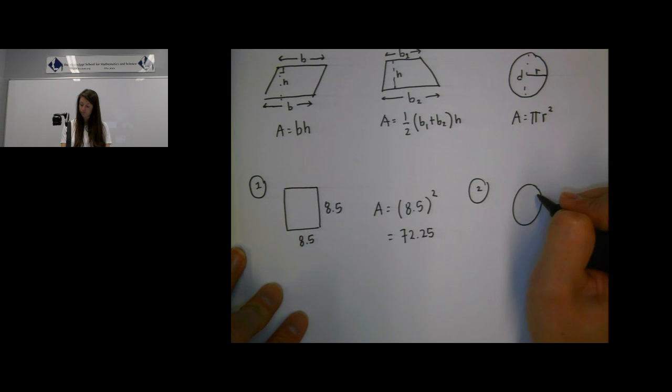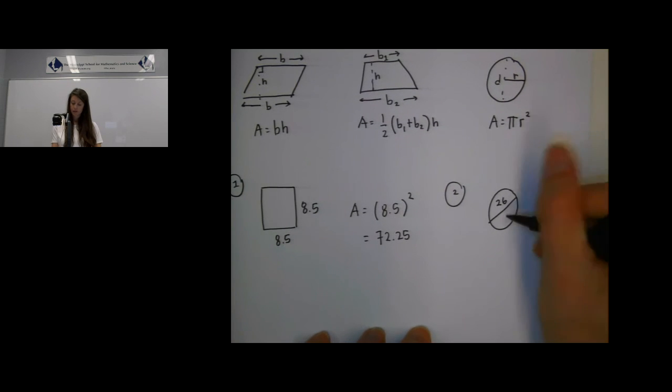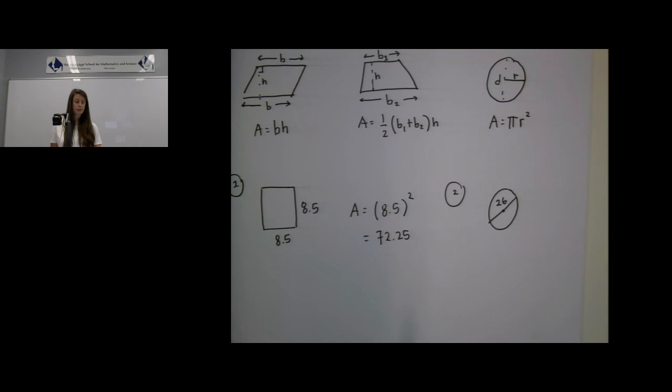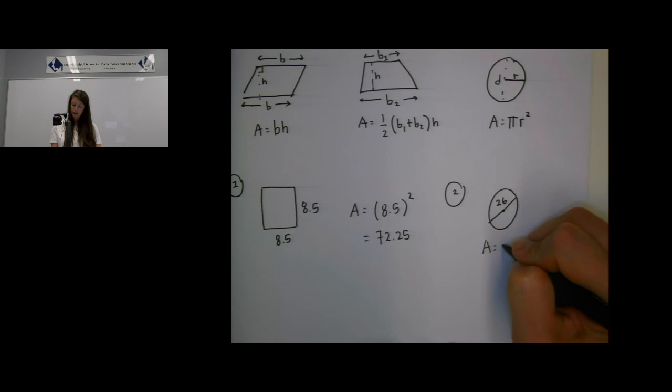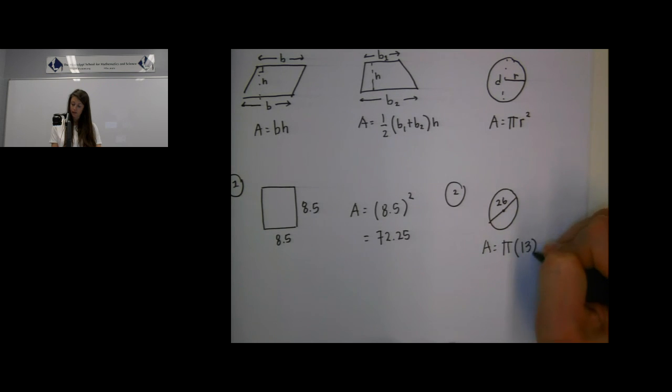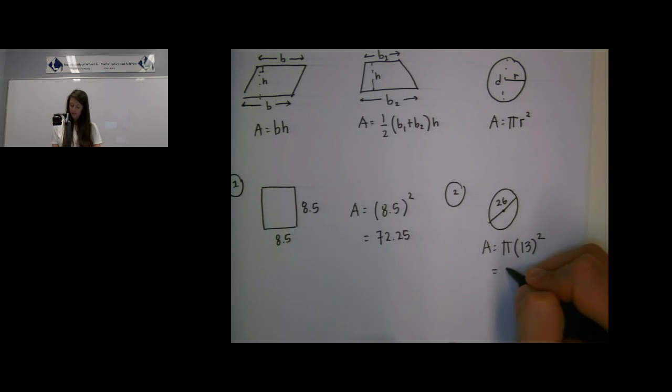If I have a circle and my diameter all the way across is 26, try to find the area of the circle here. I'm sorry, my drawings are not very good this morning. Okay, so the radius is going to be 13. So this is going to be pi times 13 squared. So 13 squared times pi, so that's 169 pi. So that's going to be 530.93.